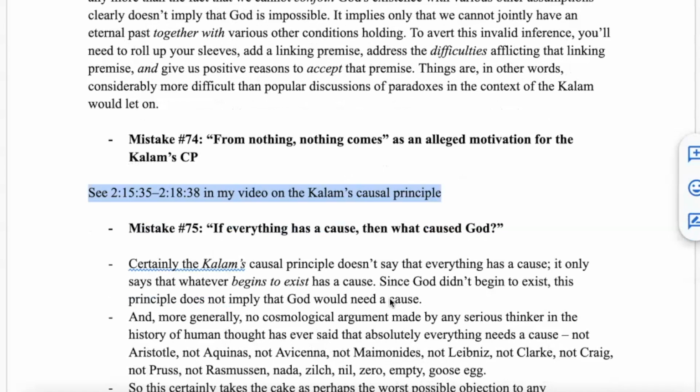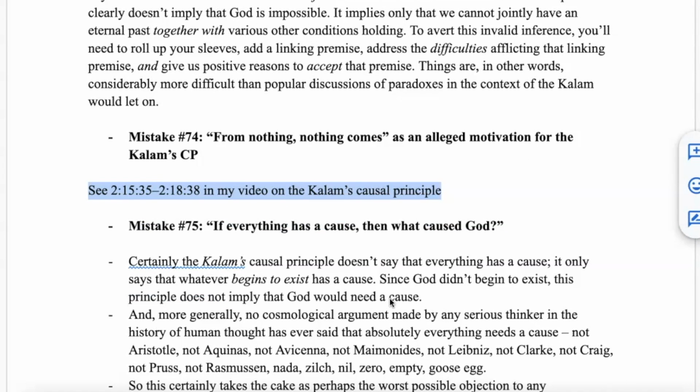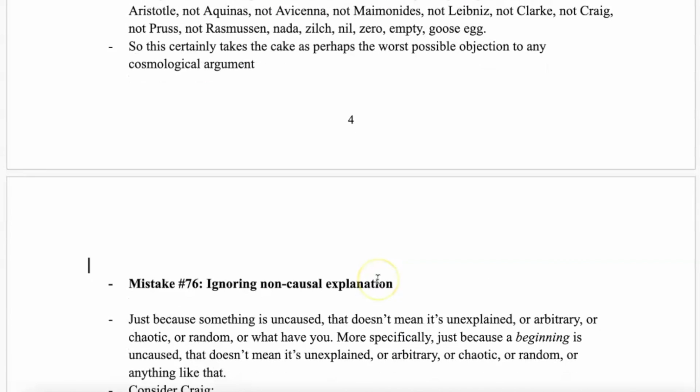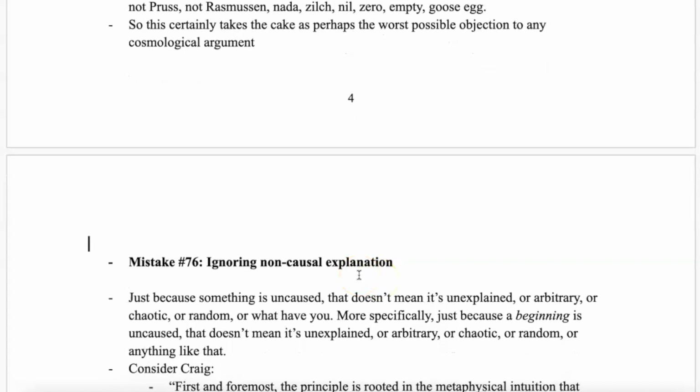And more generally, no cosmological argument made by any serious thinker in the history of human thought has ever said that absolutely everything needs a cause, at least in the sense of an efficient cause. Not Aristotle, not Aquinas, not Avicenna, not Maimonides, not Leibniz, not Clarke, not Craig, not Proust, not Raphson, not a zilch, nil, zero, empty goose egg. Okay? So this certainly takes the cake as perhaps the worst possible objection to any cosmological argument. Onwards we march to mistake number 76, and that is ignoring non-causal explanations.